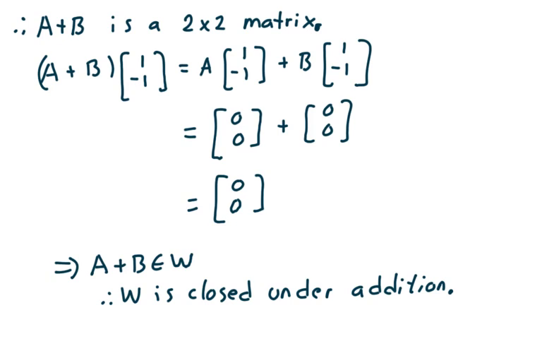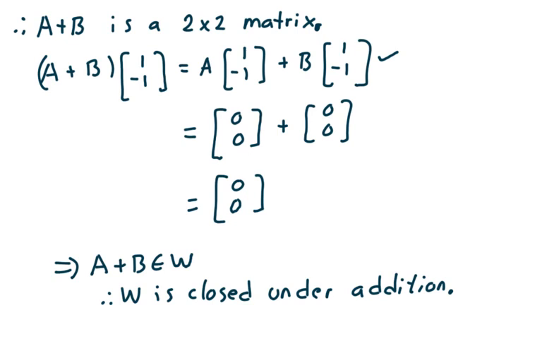Now, let's look at the second half of this. If I take A plus B and I multiply by the column vector 1, negative 1, remember these are matrix properties. We can say that this is equal to A times the column vector 1, negative 1, plus B times the column vector 1, negative 1.